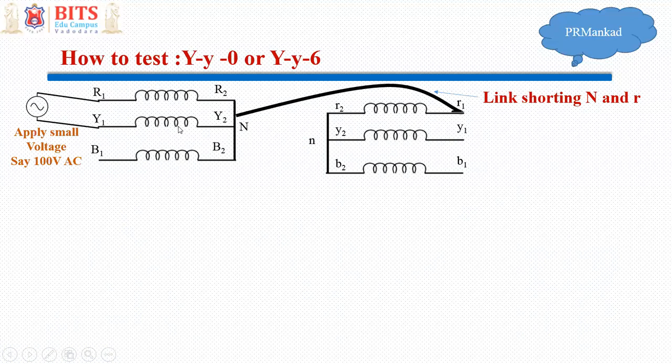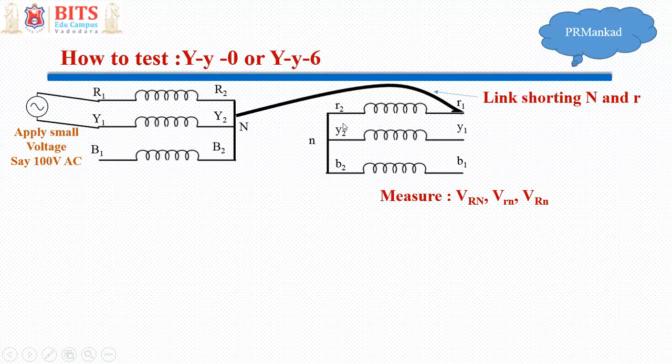Because of which there is going to be an induced EMF in the secondary winding also. I am going to concentrate only on the R phase of primary and secondary because I want to ascertain the vector group. I do not want to have transformer action for all these three phases. So first I have to measure VRN, that is the phase voltage of the primary.